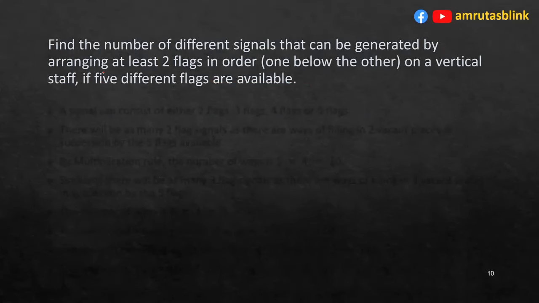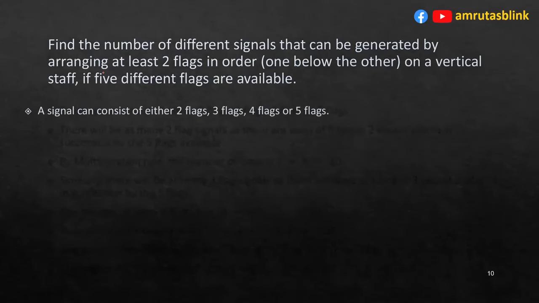Find the number of different signals that can be generated by arranging at least 2 flags in order, one below the other, on a vertical staff if 5 different flags are available. Now a signal can consist of either 2 flags, 3 flags, 4 flags or 5 flags.